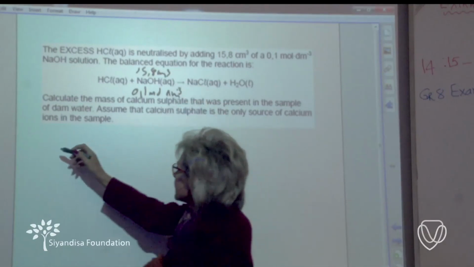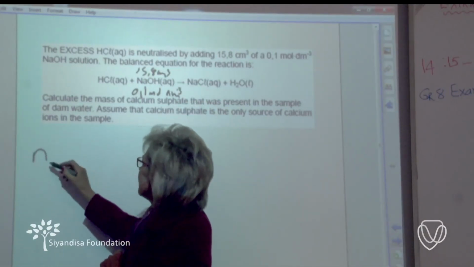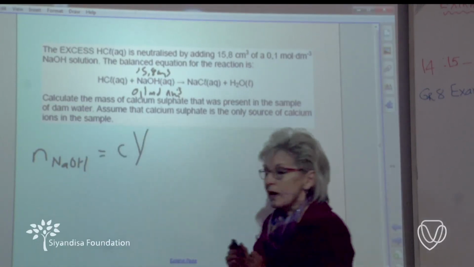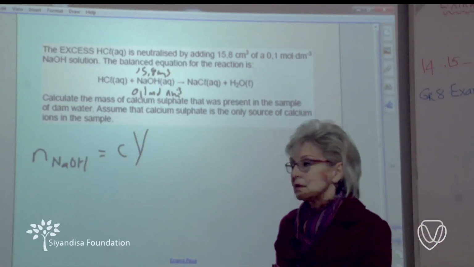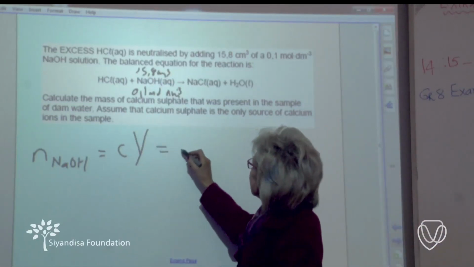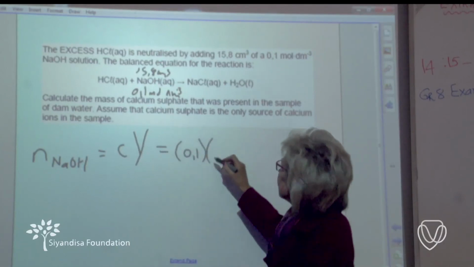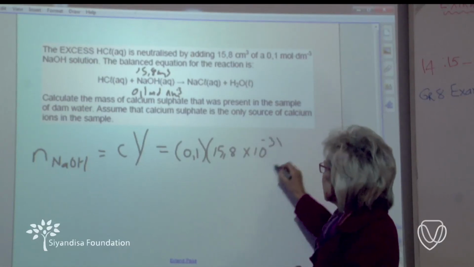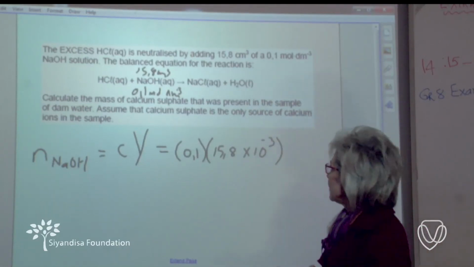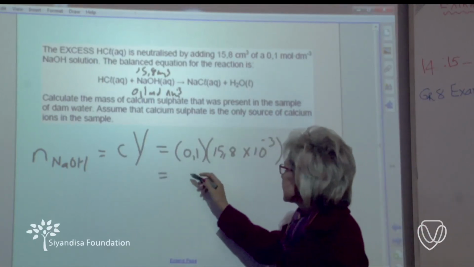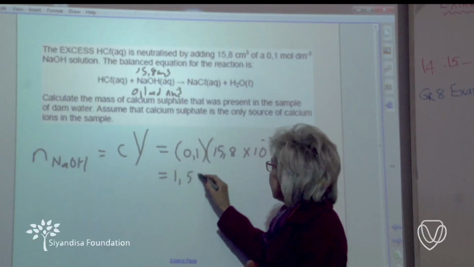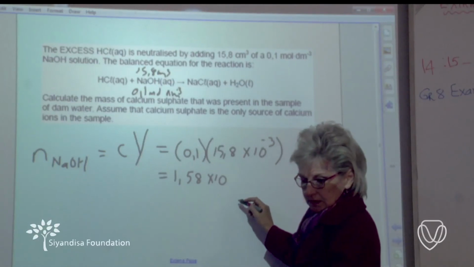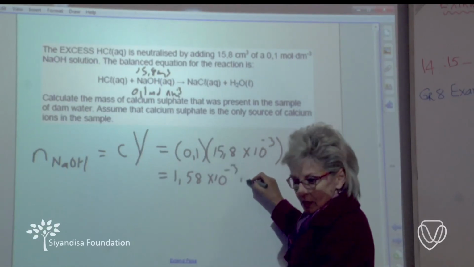15.8 cubic centimeter and 0.1 mole per cubic decimeter. So for the same substance, I can now calculate the amount of mole of sodium hydroxide because I know it's concentration times volume. I repeat, you look up that formula on the data sheet. We substitute. The concentration is 0.1. The volume is 15.8 cubic centimeter. Therefore, I times by 10 to the power of -3 to convert to cubic decimeter. And that would then give us 1.58 times 10 to the power of -3 mole.